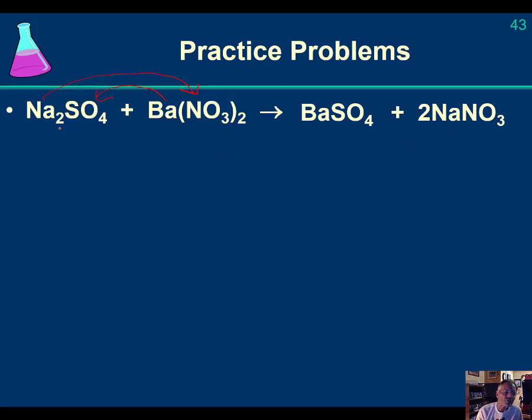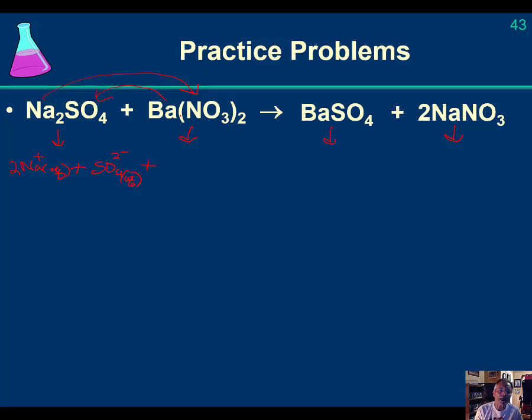Step 1, dissociate the soluble, strong electrolytes. Don't dissociate anything else. You need to know your solubility rules for this. All right, so this is an alkali metal salt. It's also a sulfate, but the easiest thing to do is look at sodium. It's an alkali metal salt, so you're going to have 2Na+ aqueous. If you don't have the correct charge on it, you are wrong. If you don't have the aqueous, technically, you're wrong. This is sulfate. It's a 2- ion. It's an aqueous solution. That's aqueous.